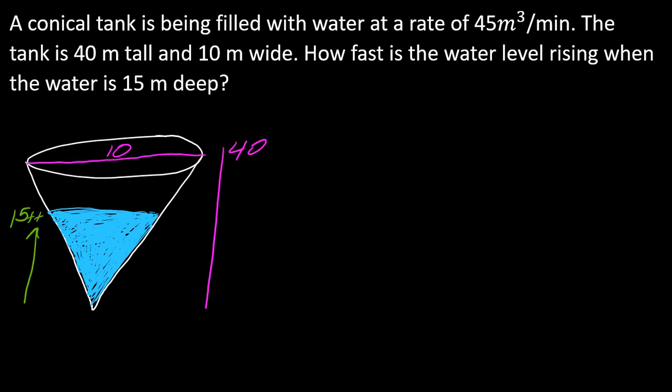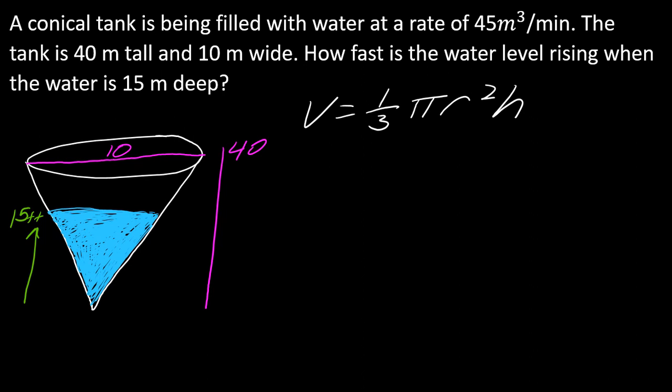Okay, so conical tank and the tip is down, and so there's a few numbers that we see here. So it's 10 meters wide, it's 40 meters tall, and then the water, we're talking about a moment where the water is at 15 meters deep. So the situation that's going to relate all of this is definitely just this volume formula for a cone.